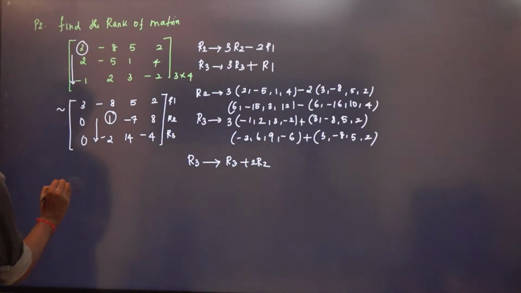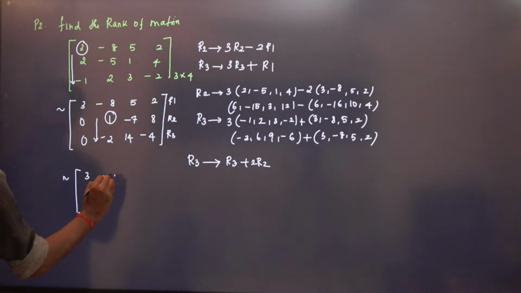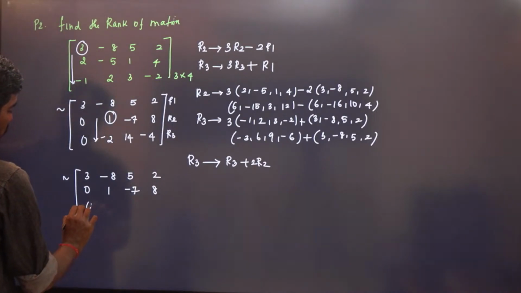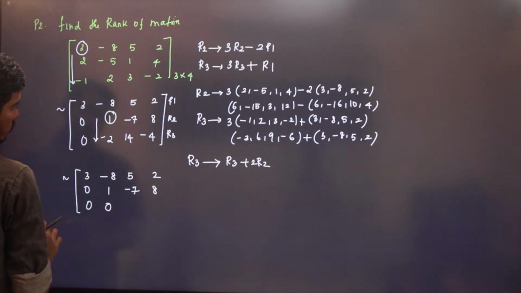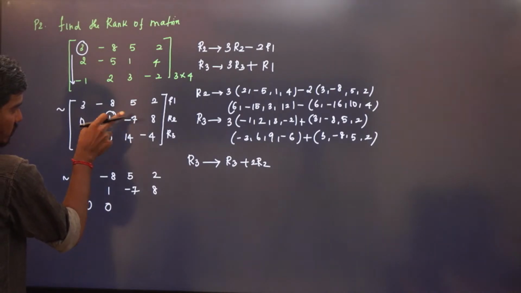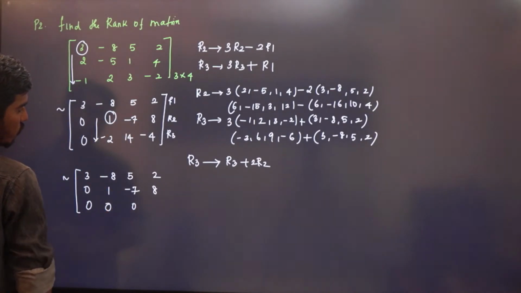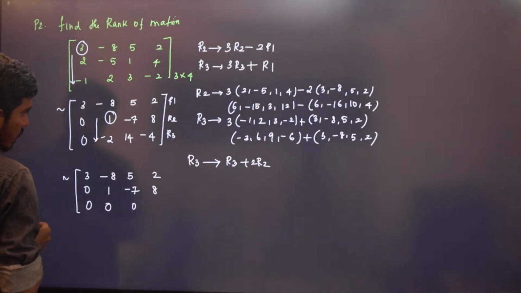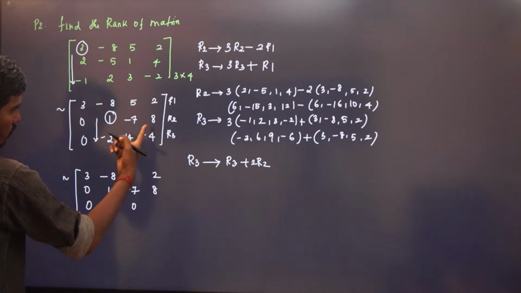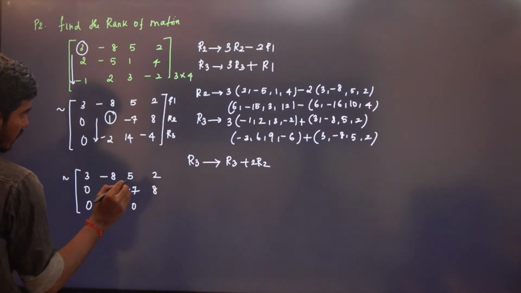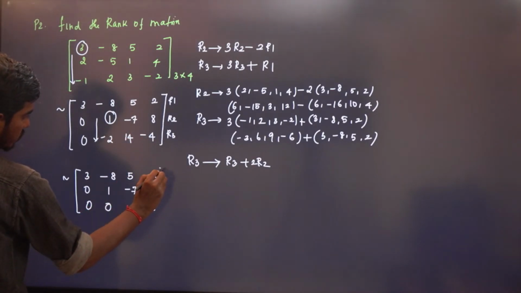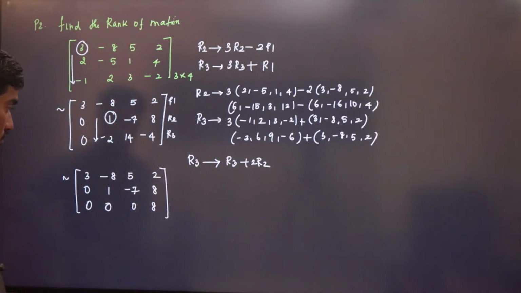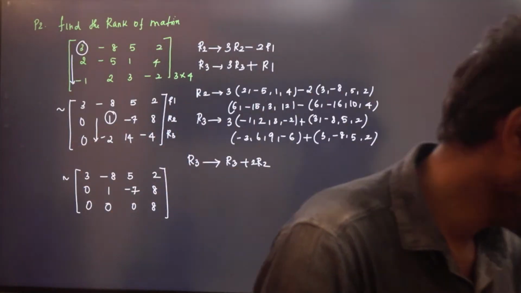So after doing this operation, this will be 3, minus 8, 5, 2, 0, 1, minus 7, 8. R3 plus 2 times R2. So it will be 0, right? Minus 2 plus 2 is 0. 14 plus 2 times minus 7, so 14 minus 14 is 0. R3 plus 2 times R2, so minus 4 plus 12. Minus 4 plus 12 is 8. Is it clear?